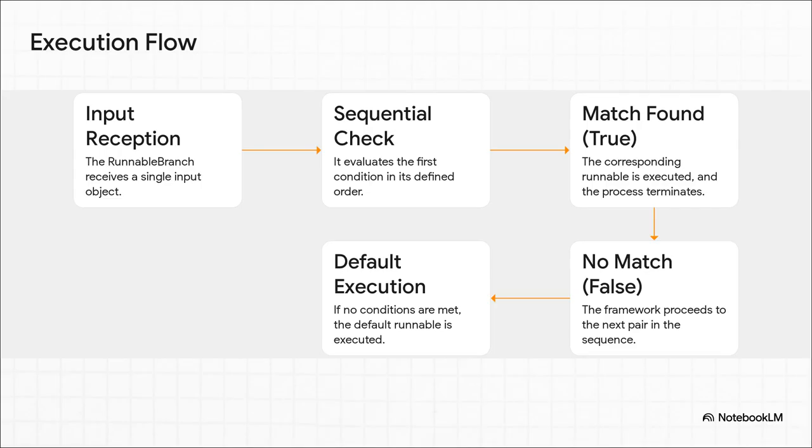Well, it's really straightforward and predictable. When RunnableBranch gets some input, it just starts at the top of your list and checks each condition one by one. The very first one that returns true, that's the winner. Its action gets executed, and the whole thing stops right there. If it goes through the entire list and nothing matches, it just runs that default action you provided. Remember that. First match wins.